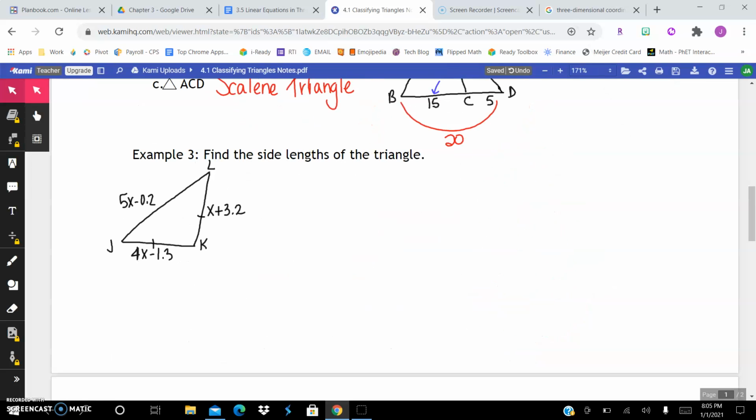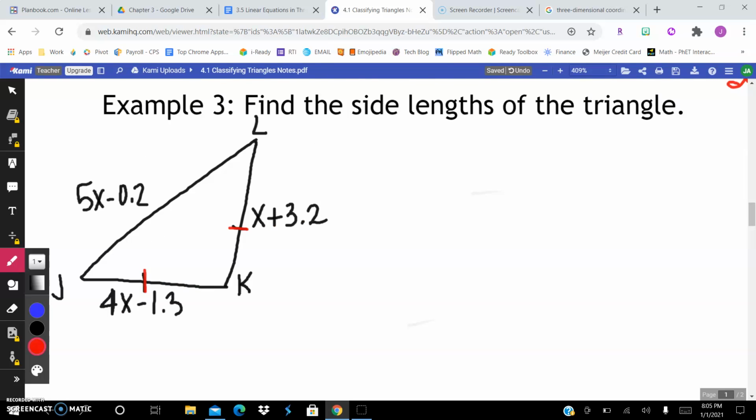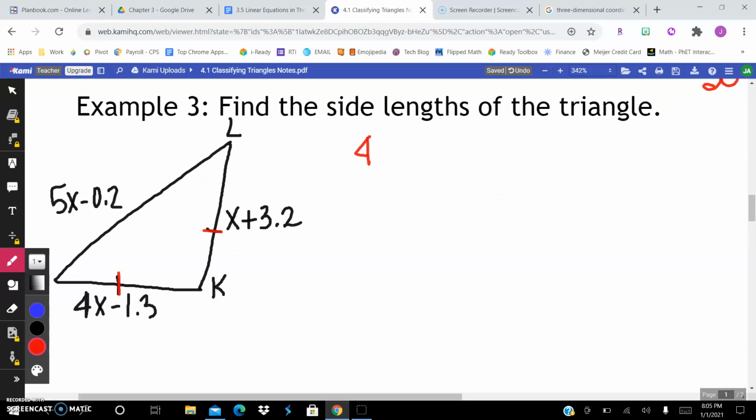And for example 3, we're given a triangle where the 3 sides are labeled, but not nicely. And we are asked to find the side lengths of the triangle. So we have to find all 3 of those sides. So what you want to look for is sides that are the same. So as you can see here, we have a tick mark here and here, indicating that those 2 are the exact same length. So what I know right now is that 4x minus 1.3 is the same as x plus 3.2. So I can go ahead and solve for x here in this equation that I just made.